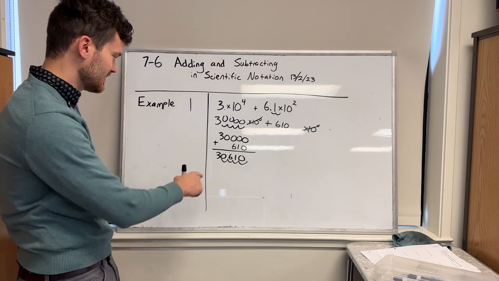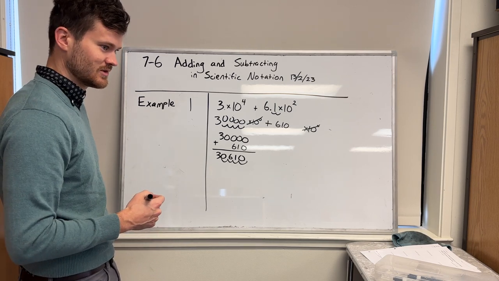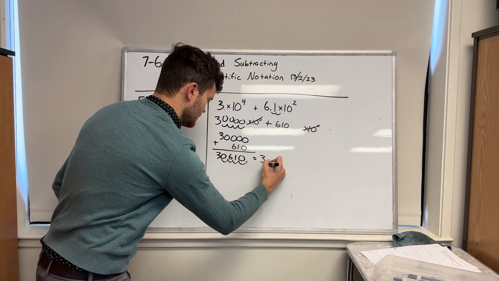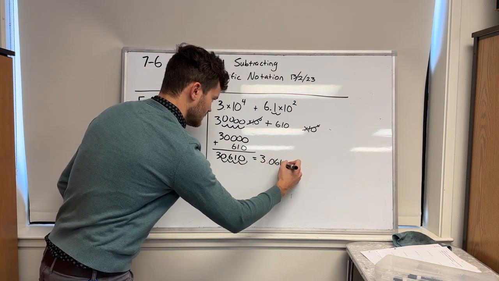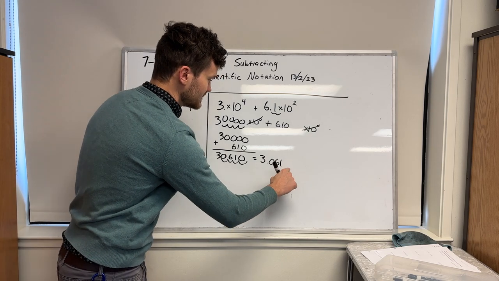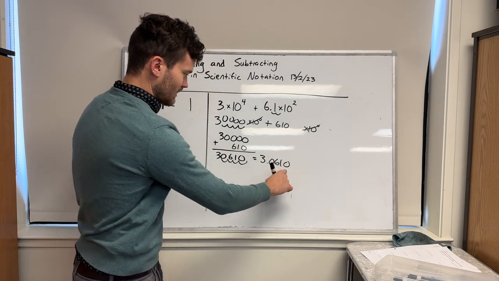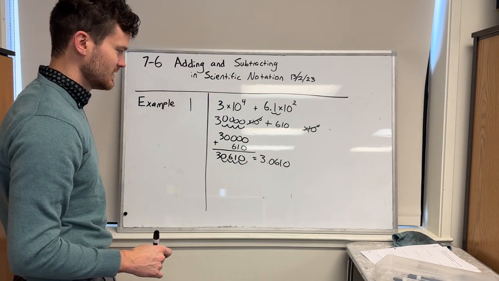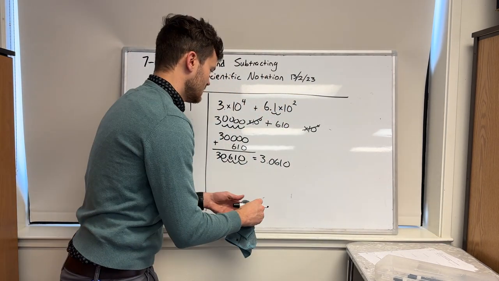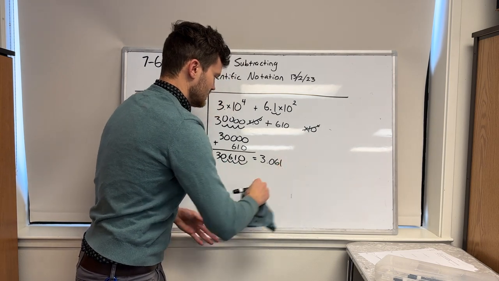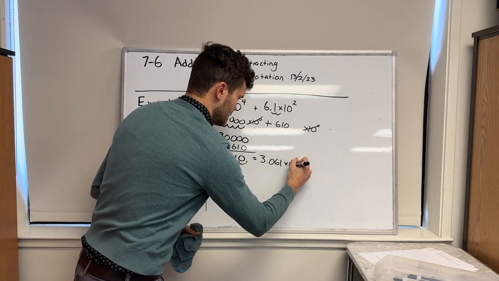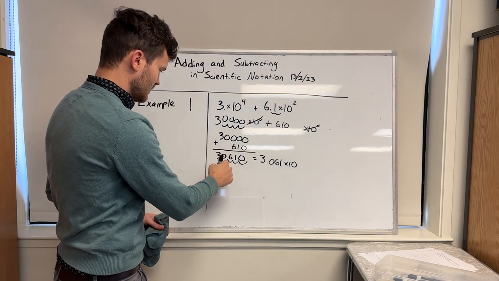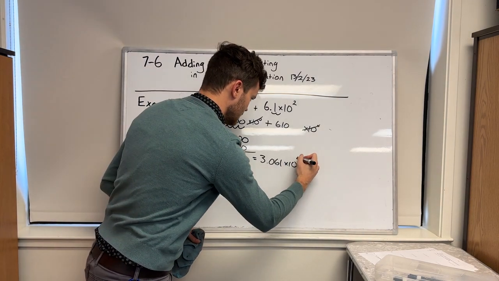So, our final answer, how do you say 30,610 in scientific notation? 3.0610. Yeah, so actually that zero right here, you don't write the zero, because technically there's an infinite number of zeros after that. So we're just going to not write the zero. Times 10 to the power of, yeah, 1, 2, 3, 4. There are 4 jumps. Times 10 to the power of 4.